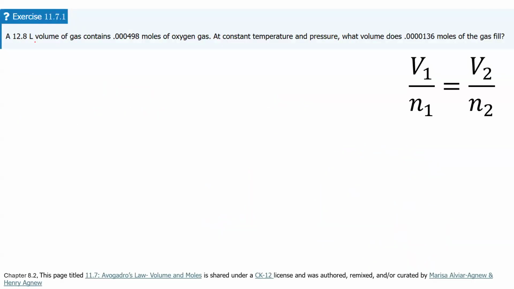A 12-liter volume of gas contains 0.000498 moles of oxygen gas. At constant temperature and pressure, so we ignore those because we don't need them. So yeah, we have volume and moles. What volume does 0.0000136 moles of gas fill? All right, let's try it. This is going to be our V1. This is our N1. This is our N2. Let's write those out. V1, N1, V2, N2.